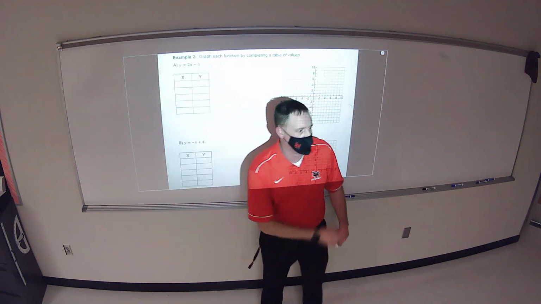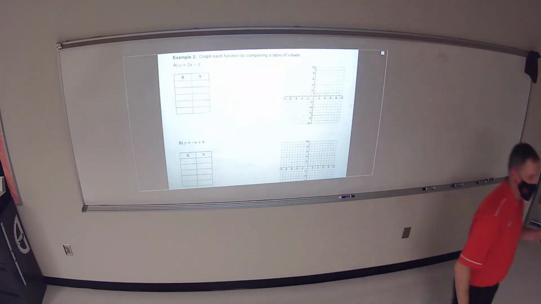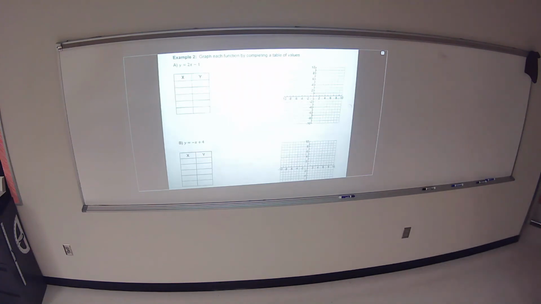Now, here's my suggestion for you. When it comes to creating a table of values, I would always suggest that you pick positive and negative numbers. A lot of people just like positive numbers, but that sometimes is going to cause you issues. So I always tell people pick positive numbers, pick negative numbers.